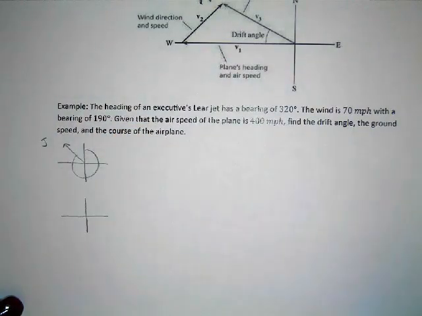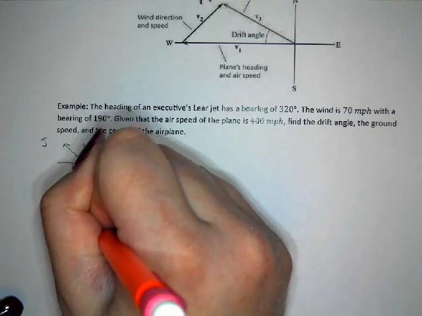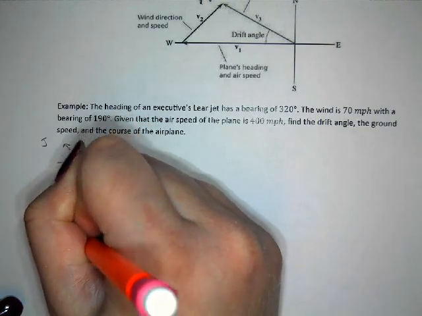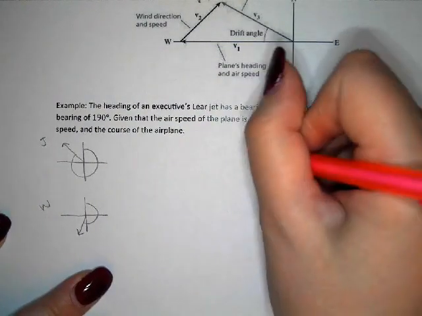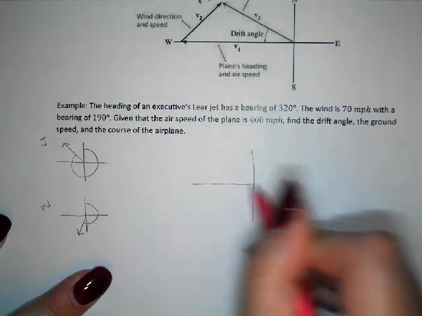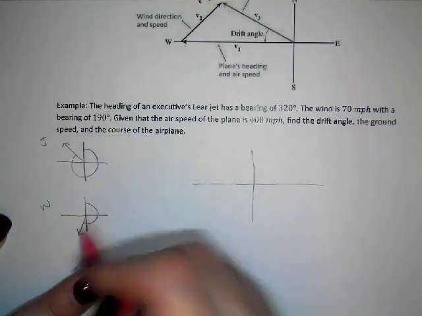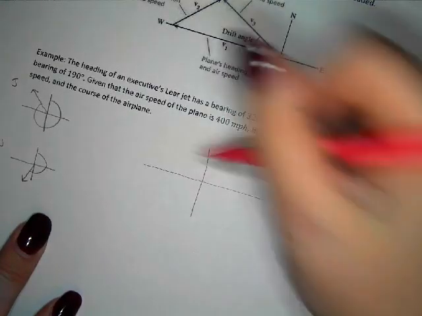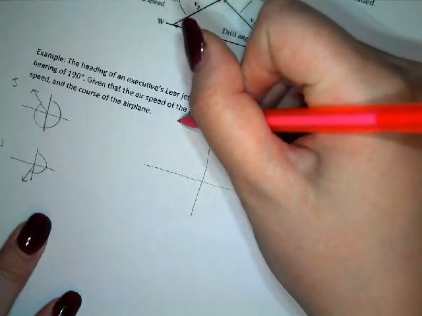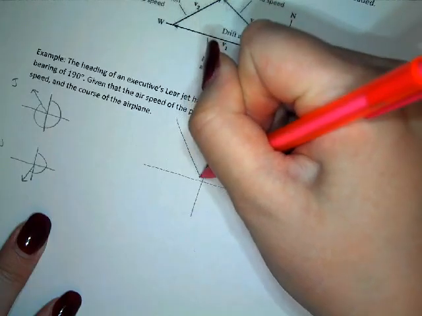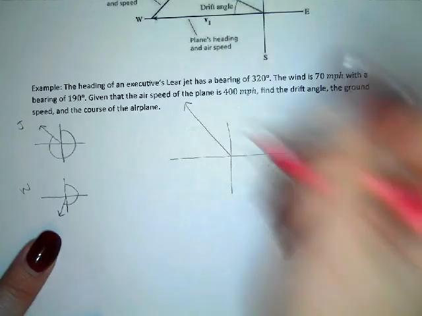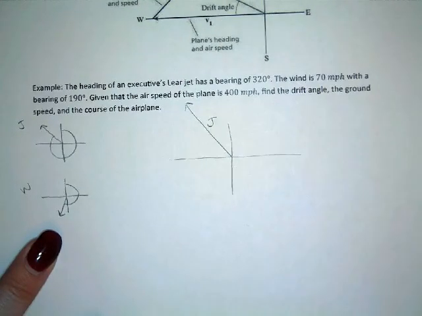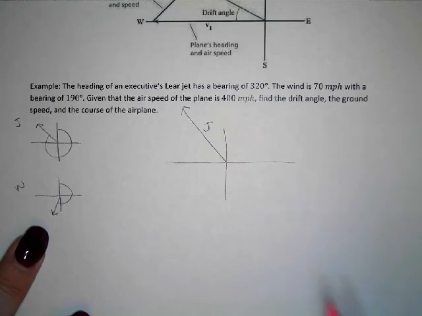Okay, so if I draw a picture of this, I guess I could have drawn it all in the same. I like to draw my first two off to the side just to have a good idea of what I'm doing. So 400 miles per hour means that this one's going to be the longer. That's the vector for the jet. Then for the wind, this is at this angle. It's going to be short because it's only 70. So 400 versus 70, here's the wind.